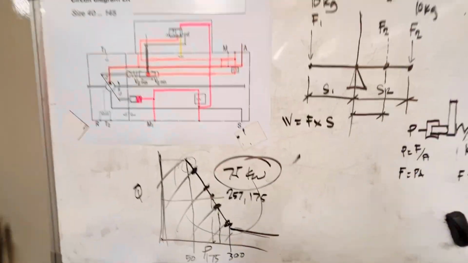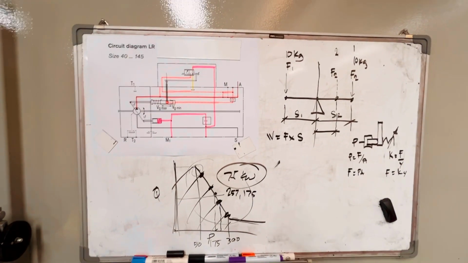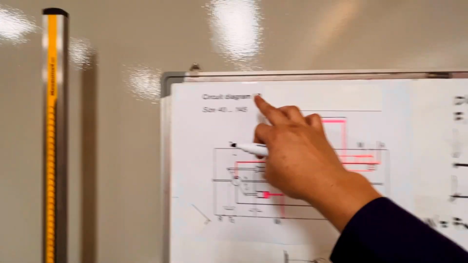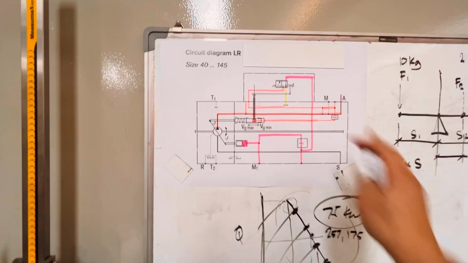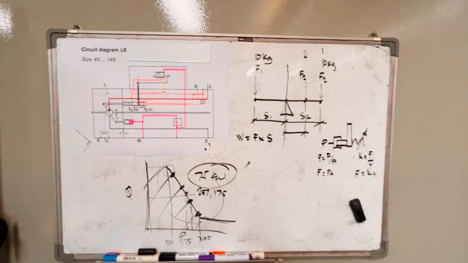So that's it. A11VO LR control, which is the power control, and that's how it works. Too easy.